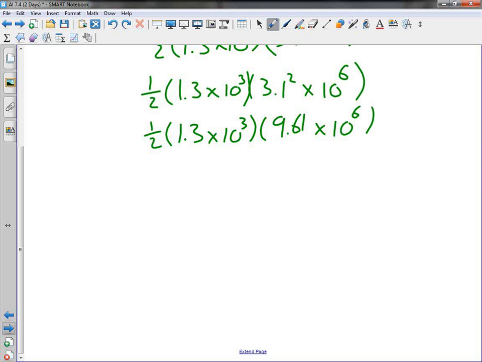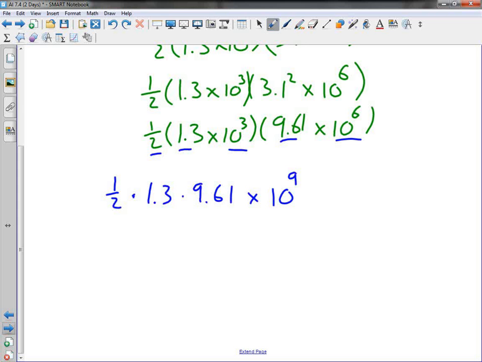Okay, now it comes time where we can split apart things into the a values or the numbers. So we have 1/2 times 1.3 times 9.61 times, and then I have my 2 bases with 10 to the 3rd and 10 to the 6th. Since we have 2 bases, we're multiplying. We're going to add the exponents together.